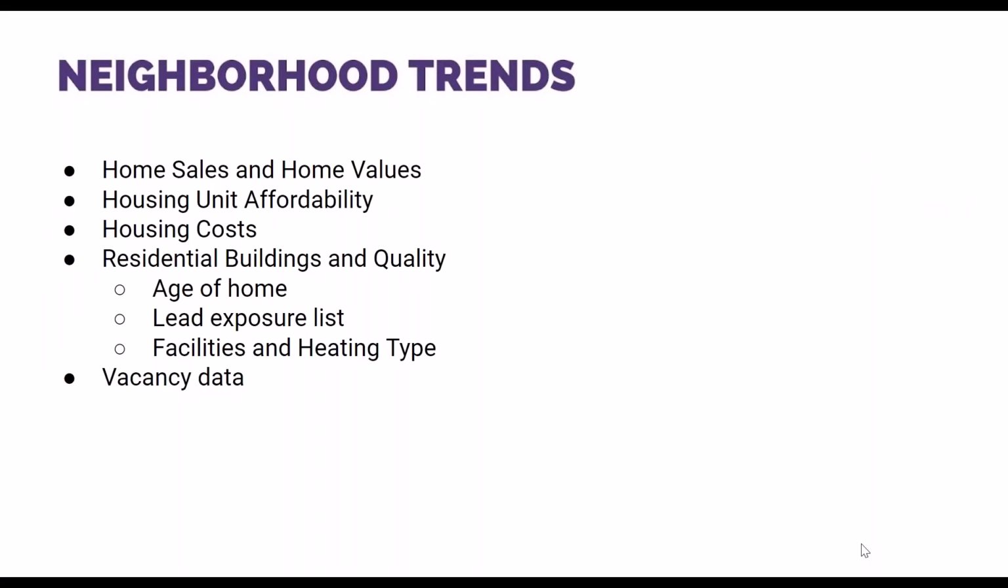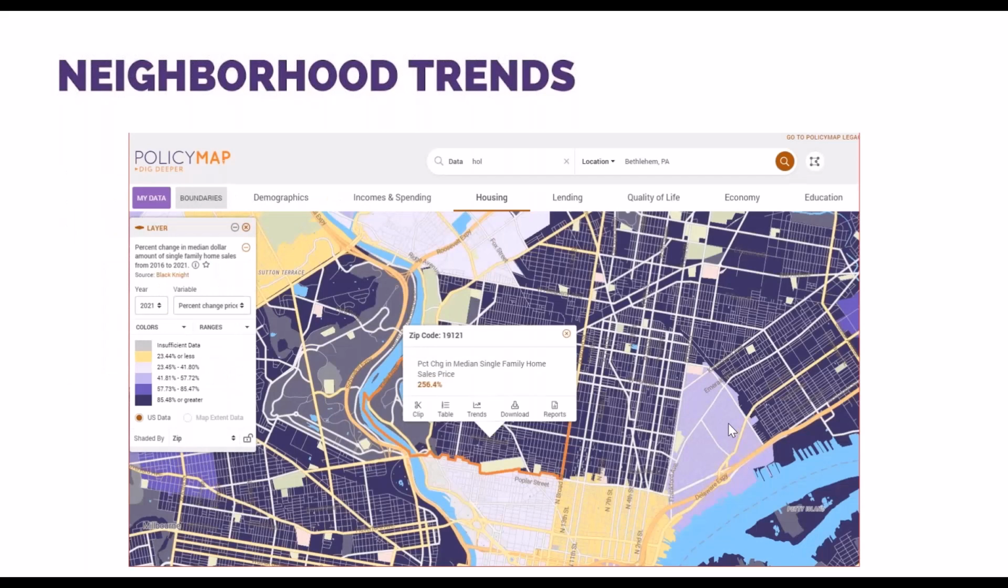So I'm going to quickly go through some of the other data sets that are here, because I really want to save time for you to ask us any specific questions that you have. We talked a little bit already about the new home sale data from Black Knight, but there's also lots and lots of data related to housing costs, vacancy, and the types of buildings that are there. This map in particular is going to show you the percent change in median dollars of single family home sales.